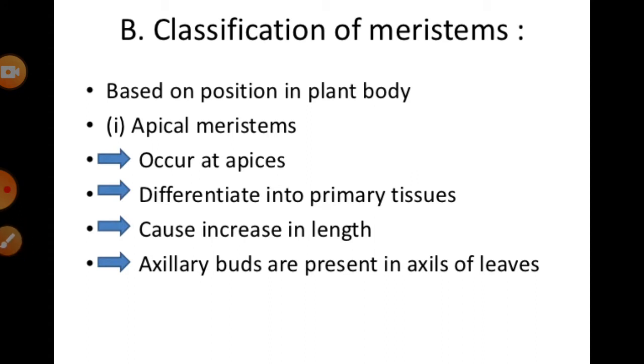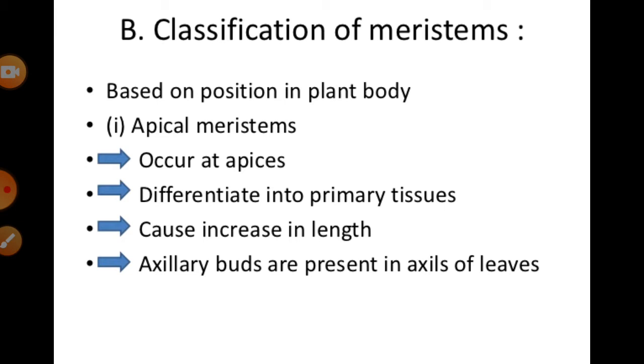Evenly we can say during the formation of leaves and elongation of the stem, some of the cells left behind from the shoot apex meristem constitute the axillary buds. Means the axillary bud can be developed from those cells which are left behind during the formation of the leaf and elongation of the stem. Those left cells can be converted and constitute the axillary buds, right?